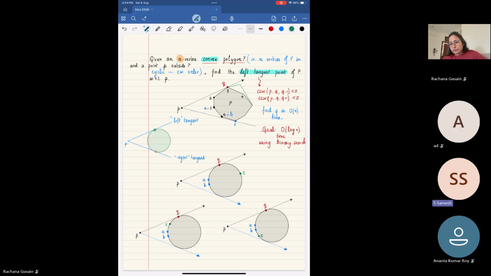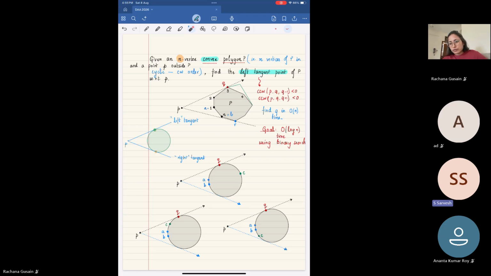Ma'am, what is C? C is the middle index, right? Initially, A will have value 1, B will have value n. The middle index is, let's say, n plus 1 by 2 or something. I'm just calling it n by 2, the middle index. That is the point C, the point at index n by 2.